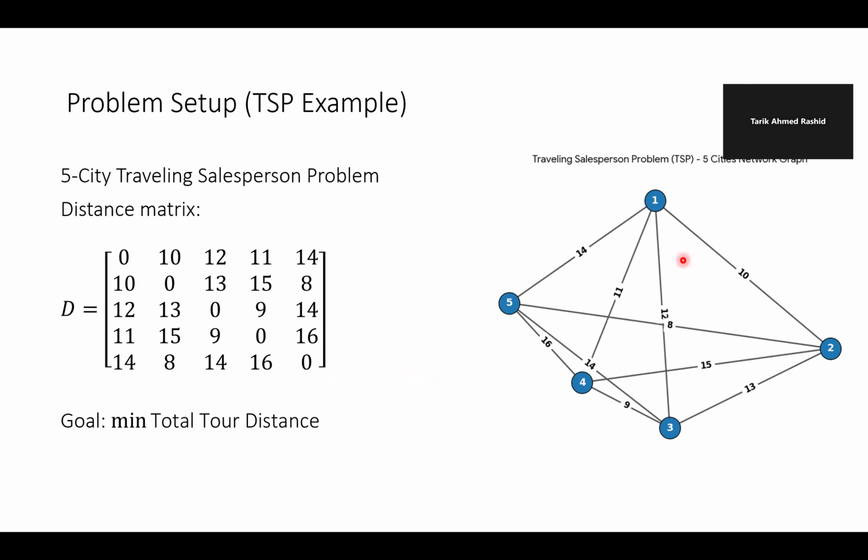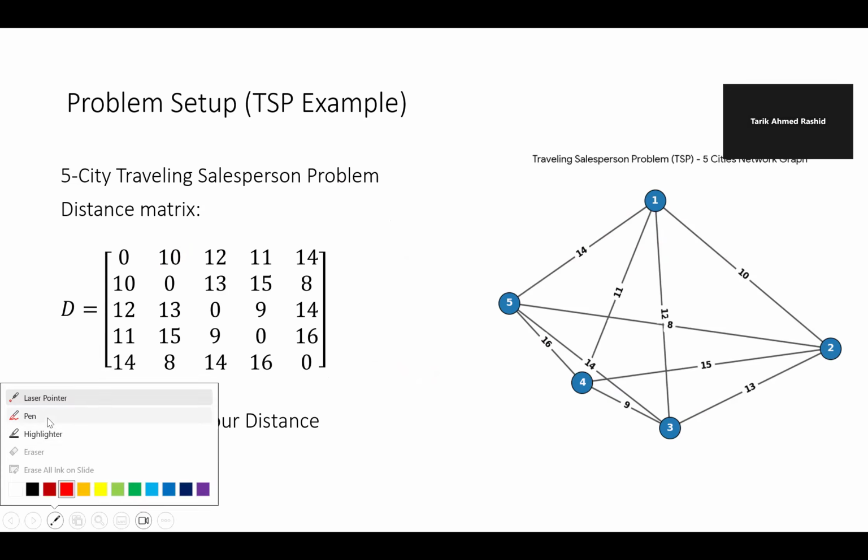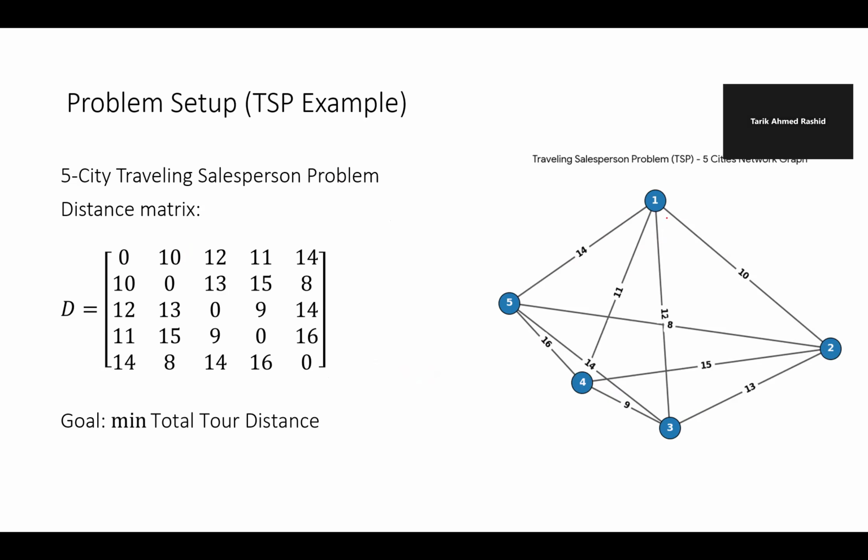So this is the problem that we have. We have 5 cities: 1, 2, 3, 4, 5. 1 to 1 is nothing, 0. 1 to 2 is 10. 1 to 3 is 12. 1 to 4 is 11. And 1 to 5 is 14.